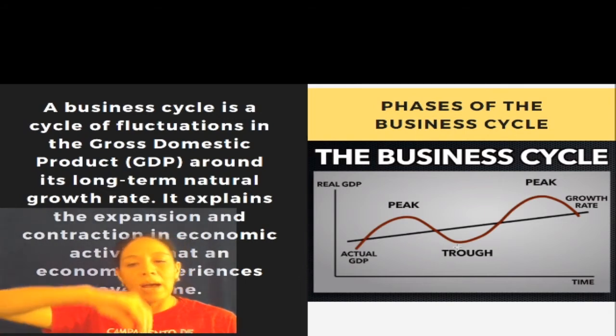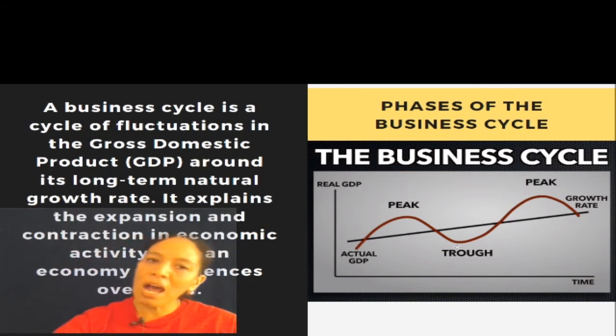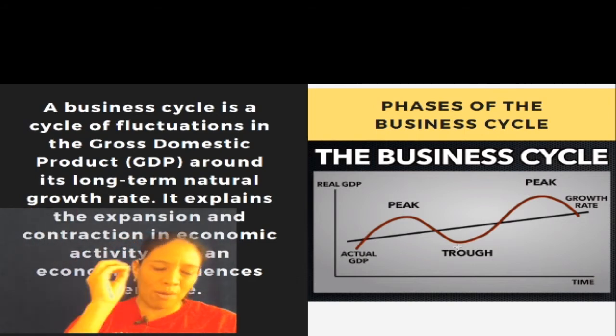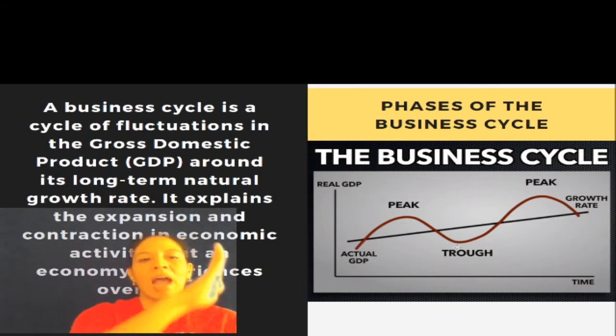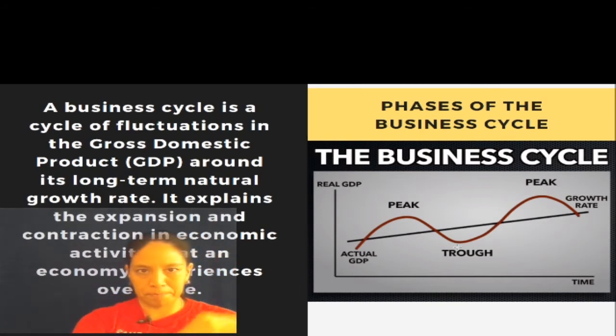So we have a peak, then we have a trough, and then when you hit bottom, just as in a life crisis, when you hit rock bottom, then you go up again. Okay? People change again their consumer habits, and then you have a slope upward.